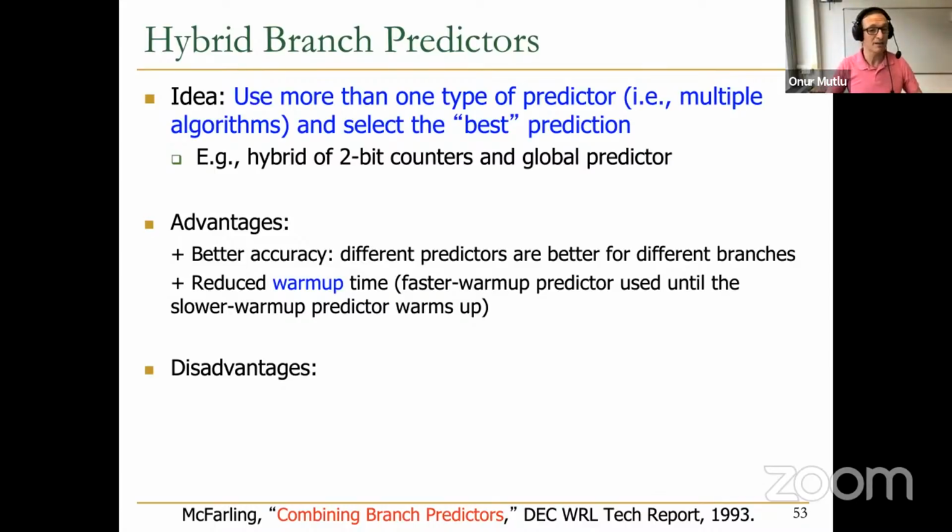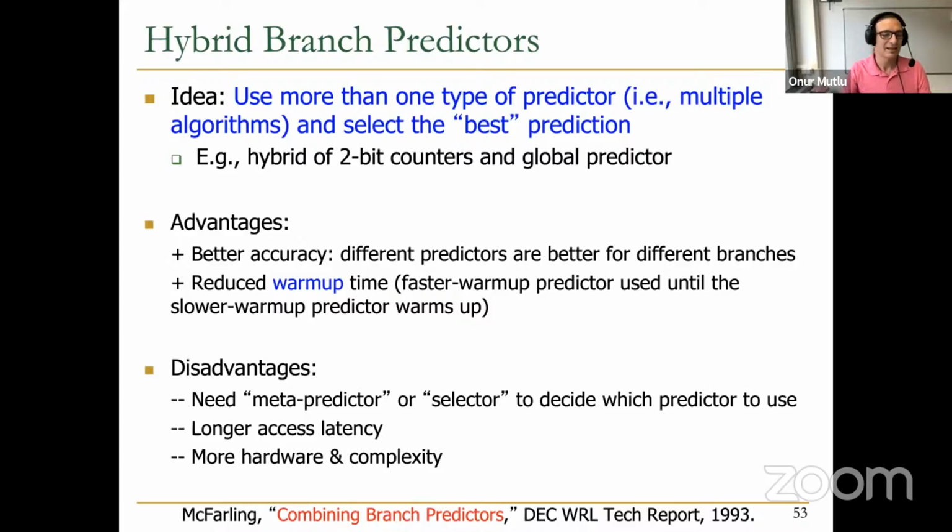If you actually have hybrid predictors, while one predictor is warming up, one more accurate predictor is warming up, you can use a less accurate predictor to predict the branch, and you can do at least reasonably, as opposed to doing nothing, right? So this is actually a very important upside of heterogeneity as well, warm-up. Of course, there are disadvantages, which is clearly more hardware cost, more complexity, longer access latency, as we will also see. But you also need another decision to make right now.